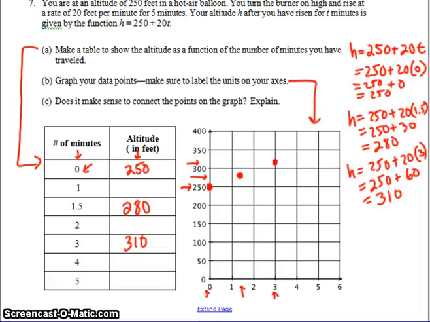What you have to do is fill out the rest of the table and the other points, and then I want you to do C. Does it make sense to connect the points on the graph? And you're going to explain. You have to do that on your own.